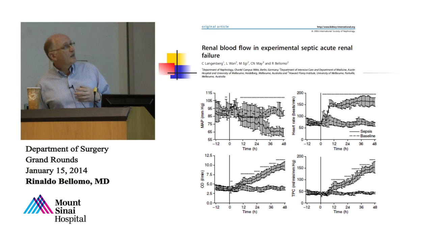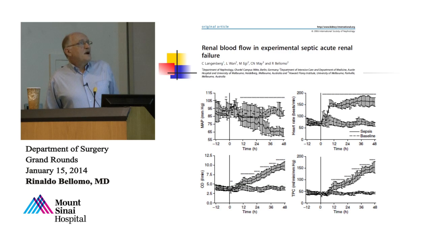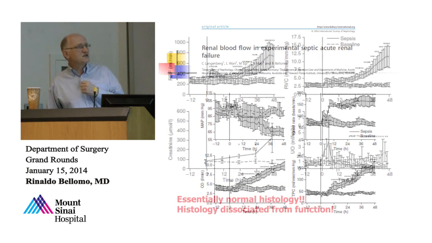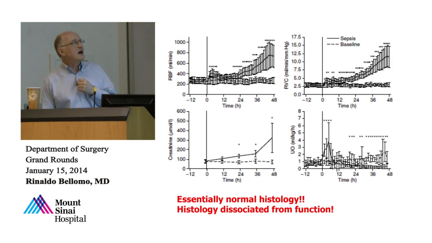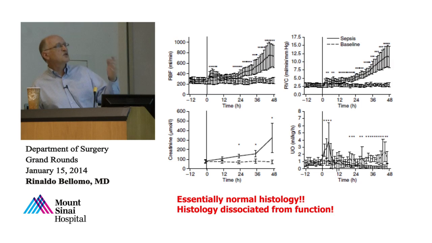And you can see that the mean arterial pressure falls dramatically, the heart rate goes up, and it is sustained. The cardiac output goes up quite markedly, it doubles, and it's sustained at 48 hours. The total peripheral conductance, or the inverse of the resistance, goes up, so there is systemic vasodilatation. And what happens is the creatinine goes up quite strikingly. This is in micromoles per liter. You use milligrams per deciliter, but this will be about 3 milligrams per deciliter or so. So there is acute renal failure.